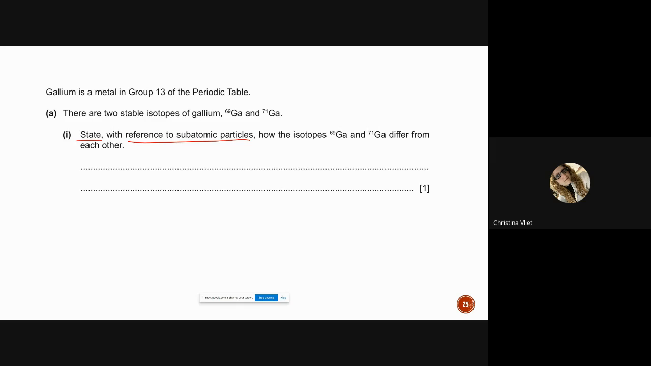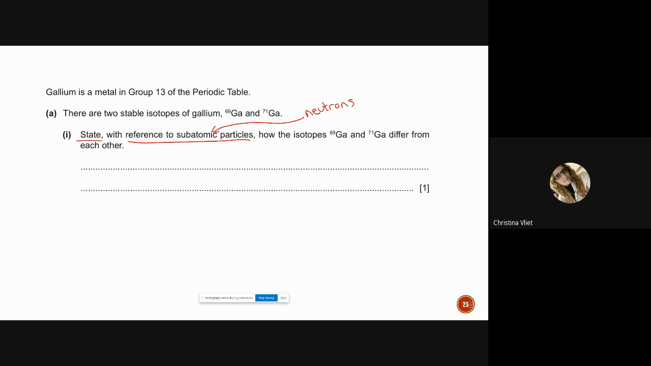All right. So, what do we mean by subatomic particles? Go ahead. Protons, neutrons, and electrons. So, one of these are different. Which one's different? Neutrons. So we know that when they say with reference to subatomic particles, we are being asked to state the difference in the amount of neutrons. So let's take a look at gallium. How are these specific isotopes different from each other?